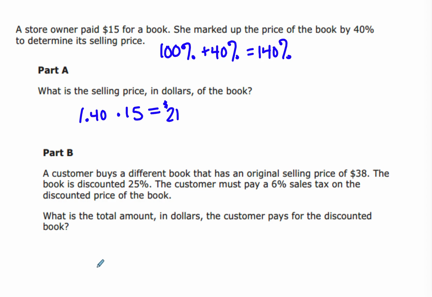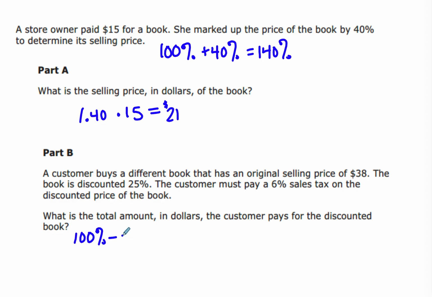Part B, a customer buys a different book that has an original selling price of $38. The book is discounted 25%. The customer must pay a 6% sales tax on the discounted price of the book. What is the total amount in dollars that the customer pays for the discounted book? So we need to find the discount price and then pay 6% sales tax because the 6% is not on the 38.